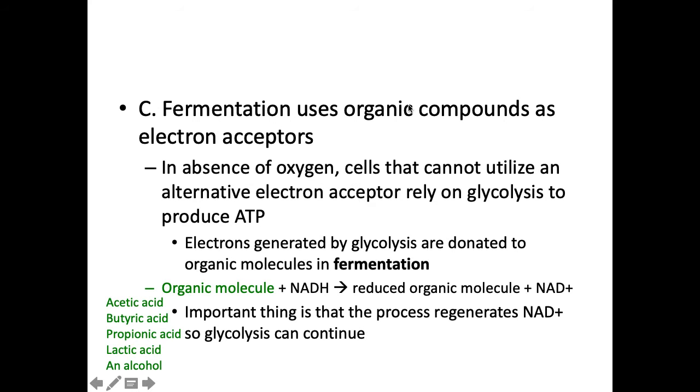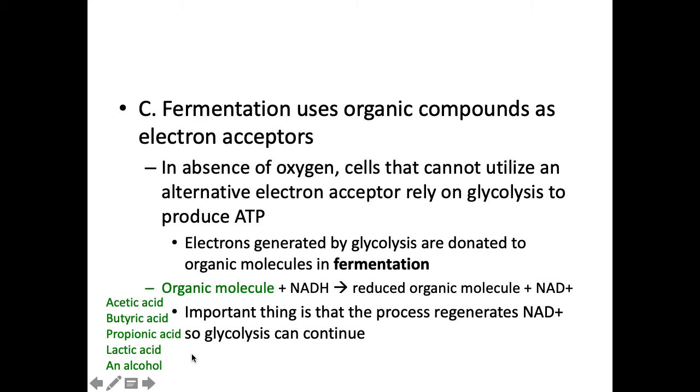Fermentation means that you're going to use organic compounds as electron acceptors. With no oxygen, cells cannot utilize an alternative acceptor, so they rely on glycolysis to produce their ATP. But remember, glycolysis only makes 2 ATP each time it goes through the process. So the electrons generated by glycolysis are donated to organic molecules. Examples of organic molecules would be acetic acid, butyric acid, propanoic acid, lactic acid, or an alcohol. Lactic acid should be familiar.